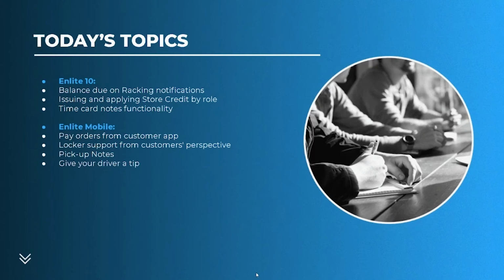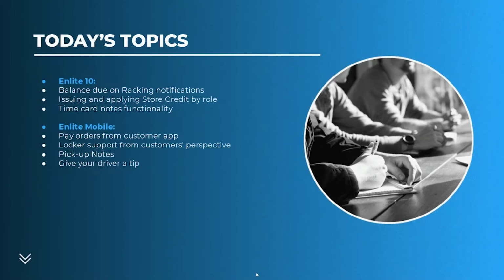All right, so for today's topic, for Enlight POS, we have the balance due on tracking notifications, issuing and applying store credit by role, and time card notes functionality. While for Enlight Mobile, we have pay orders from customer app, locker support from customer's perspective, pickup notes, and give your driver a tip.